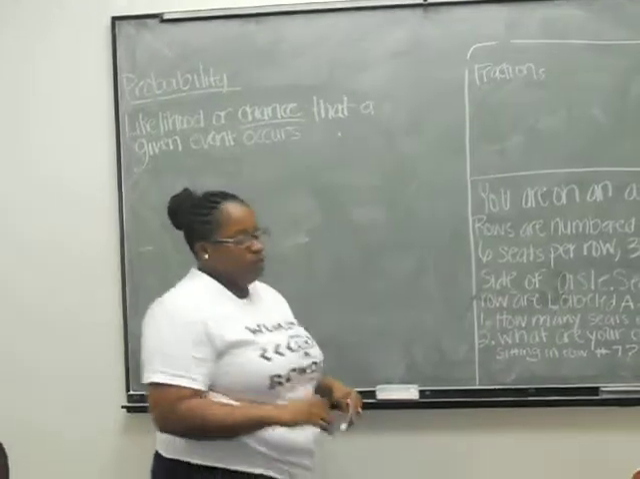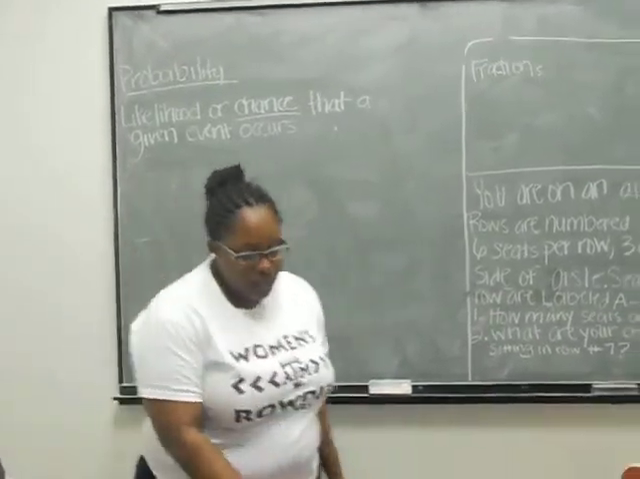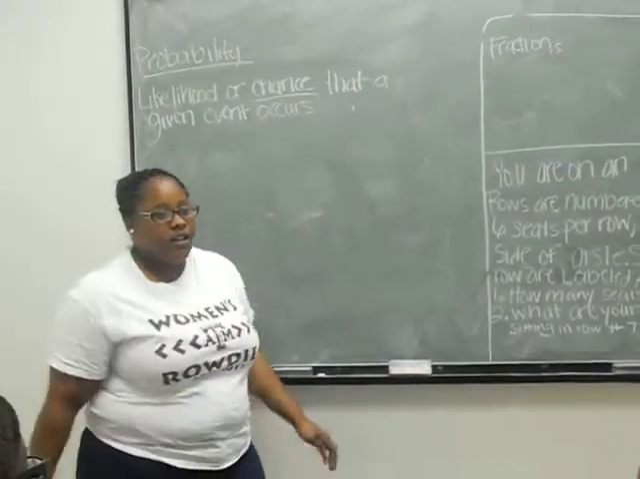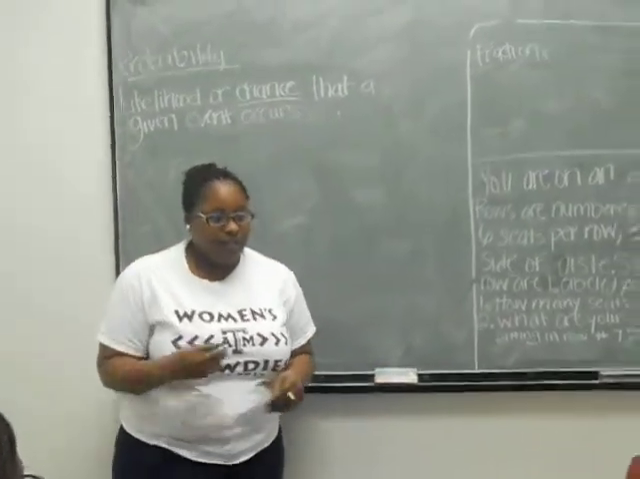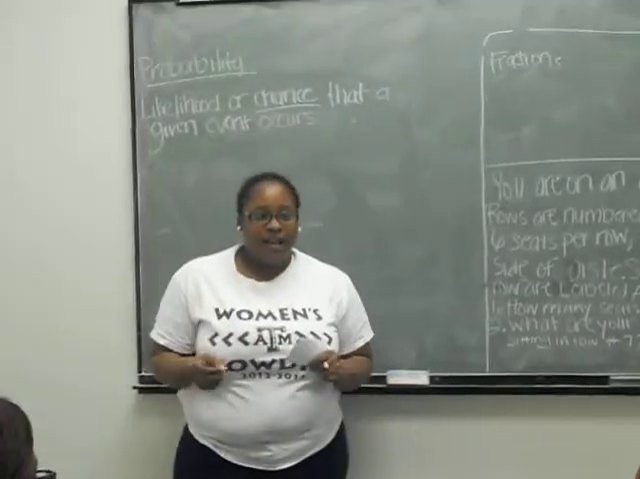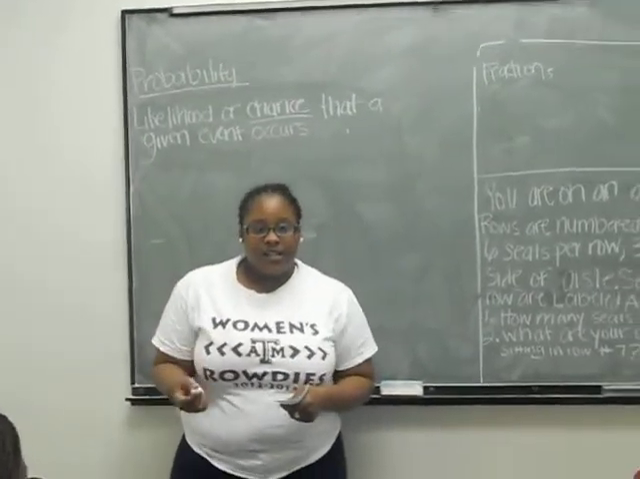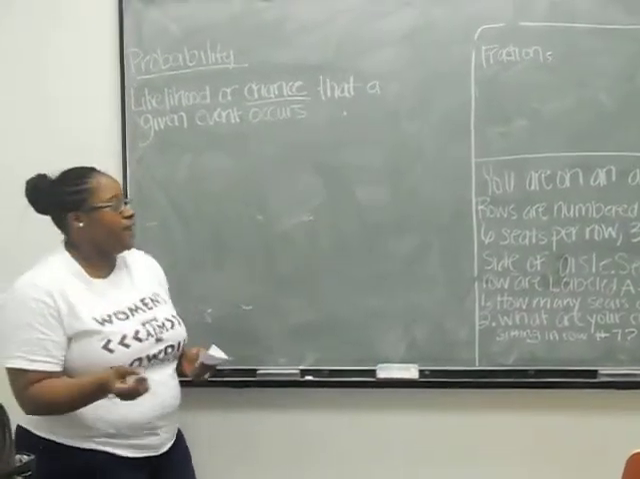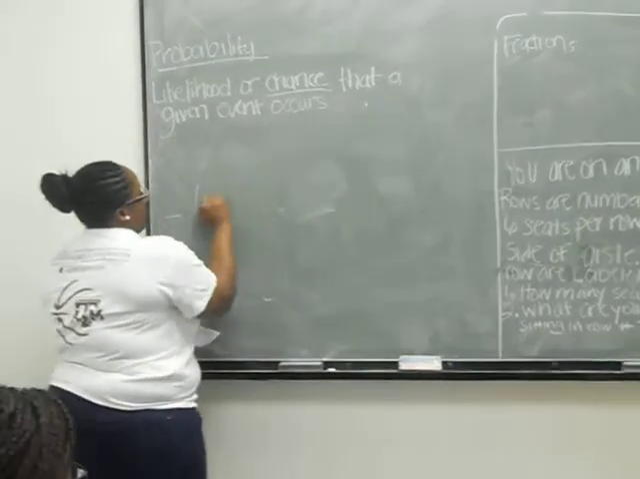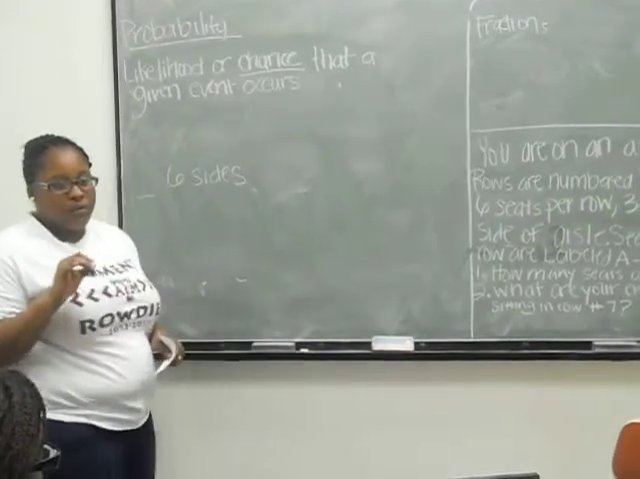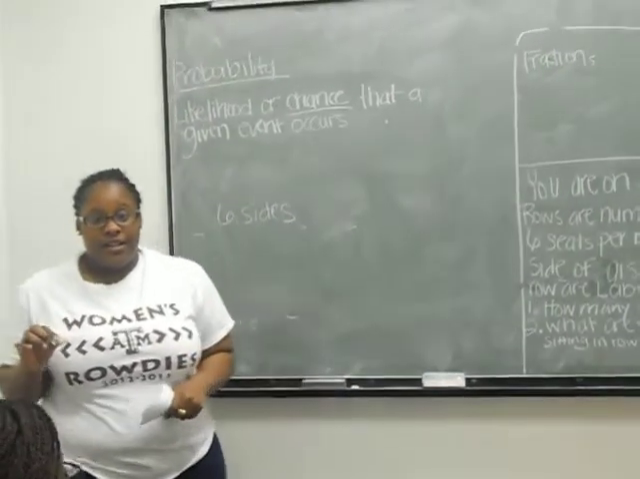The next example we're going to use is a die. And everybody knows what a die is. If you play Monopoly, you've used it several times. So, you're rolling a regular die that has 6 sides. What is the probability of you rolling a 3? So we know that it has 6 sides. What is the probability of you rolling a 3?